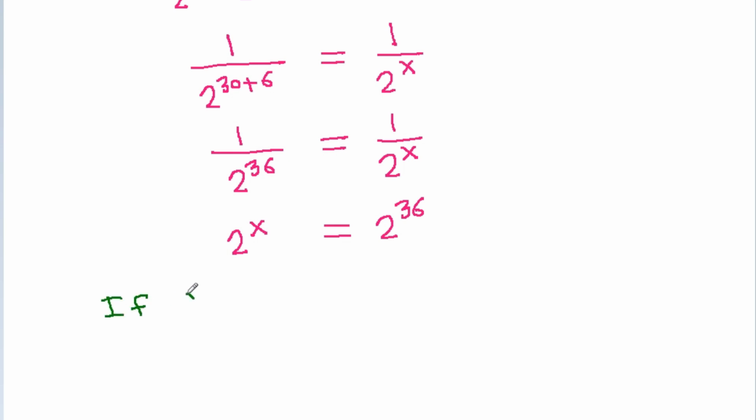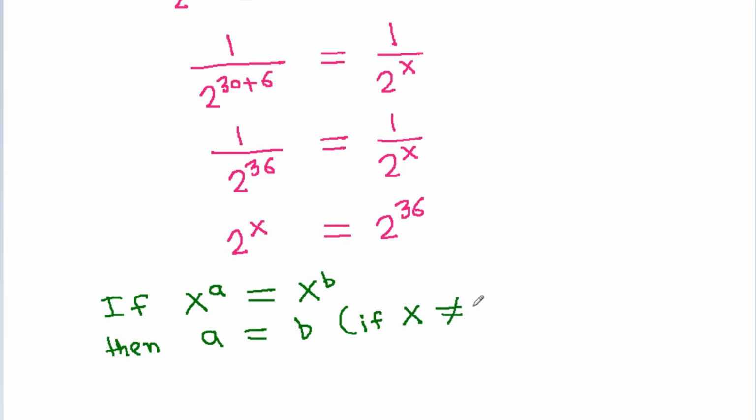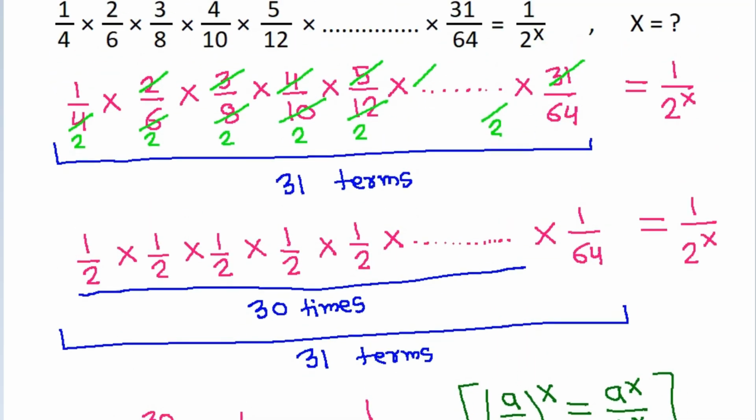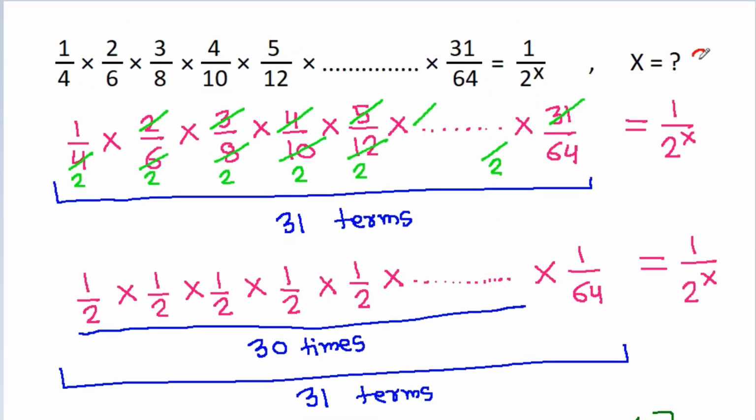And if x^a is equal to x^b, then a is equal to b, if x is not equal to -1, 0 and 1. So here x will be equal to 36. x will be equal to 36. x is 36.